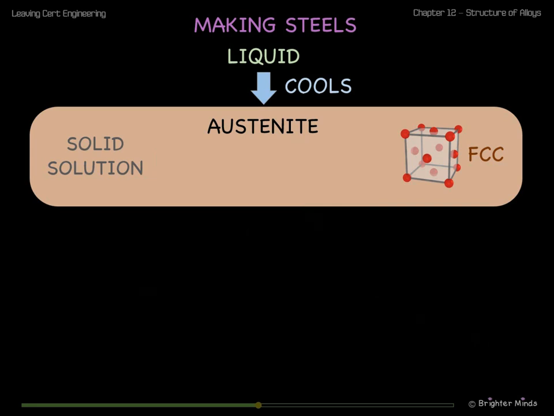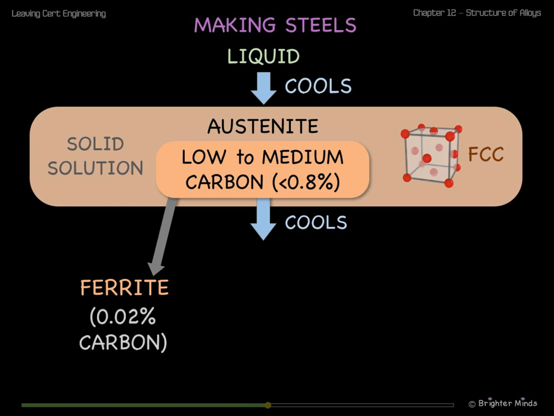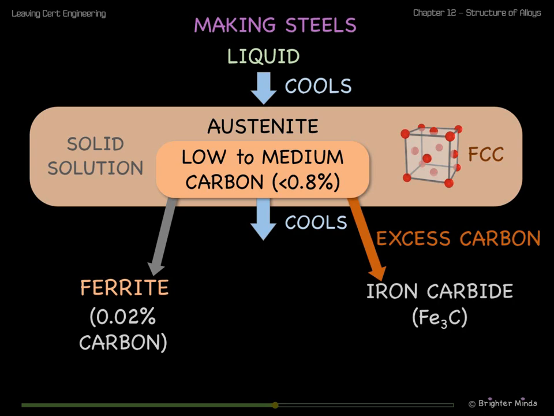When austenite cools that contains more than 0.02% carbon, but less than 0.8% carbon, ferrite is created as before, but the ferrite can only contain up to 0.02% carbon, so the excess carbon must come out of solution. The excess carbon atoms chemically combine with iron atoms to form iron carbide. Iron carbide is a very hard substance, which is also called cementite.